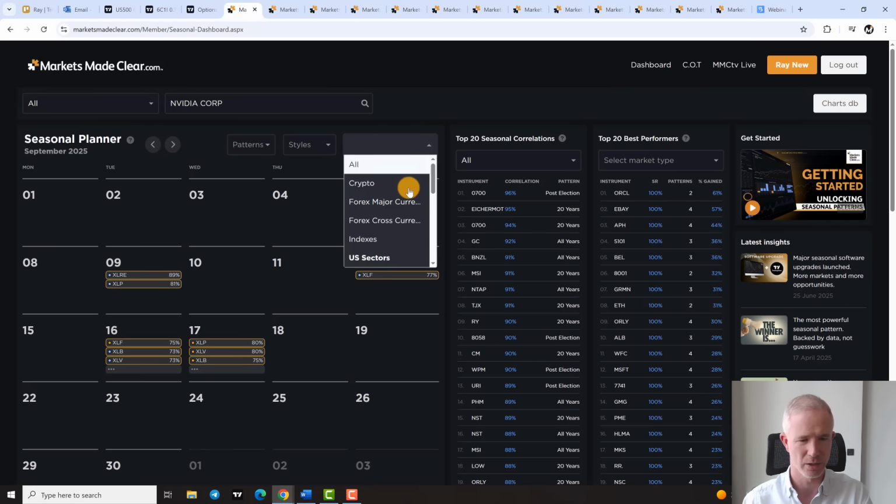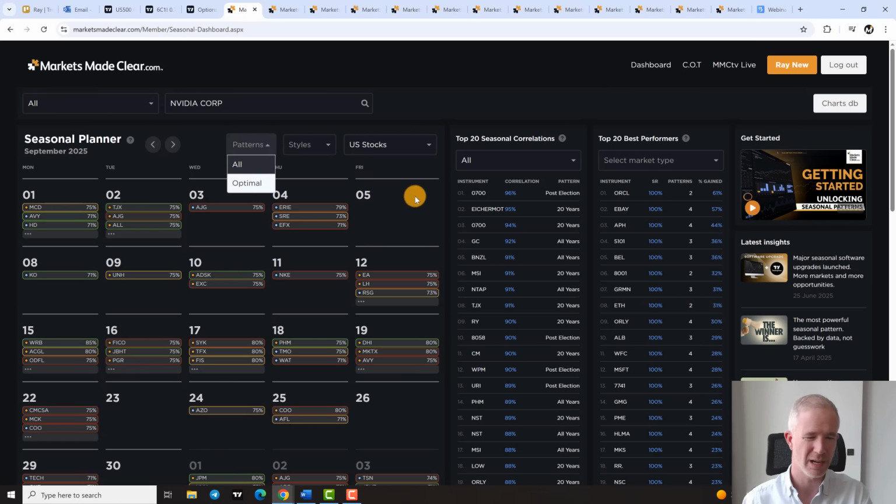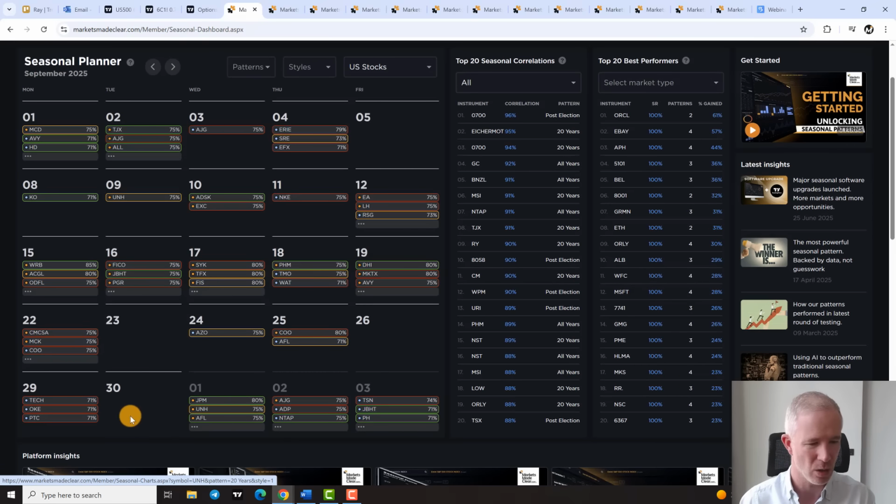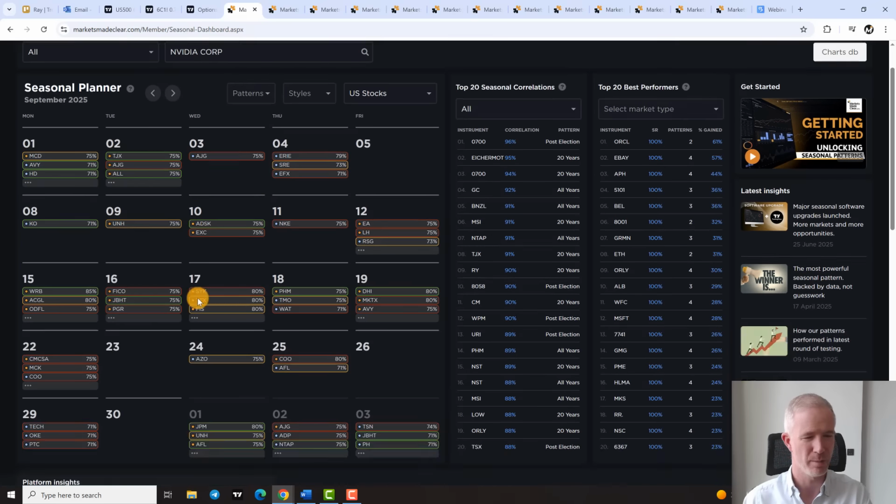US, not sectors, sorry. Yes, stocks. You can look at optimal. I'm not saying to only ever look at the green ones. Orange patterns. So if you're not familiar with what we're looking at here, this is all the optimum patterns that are on this. They start on these dates.